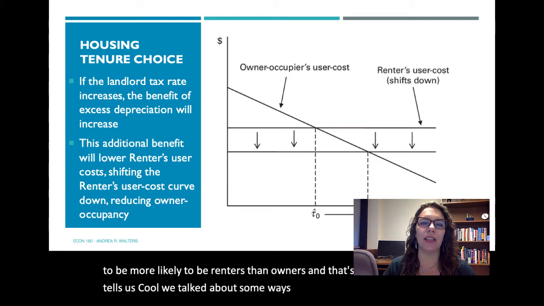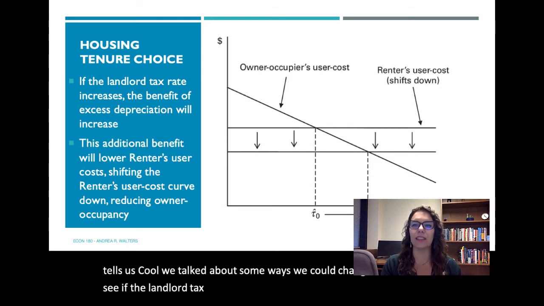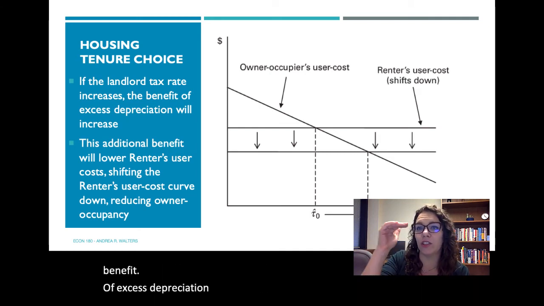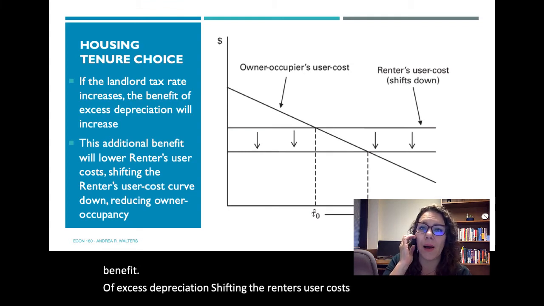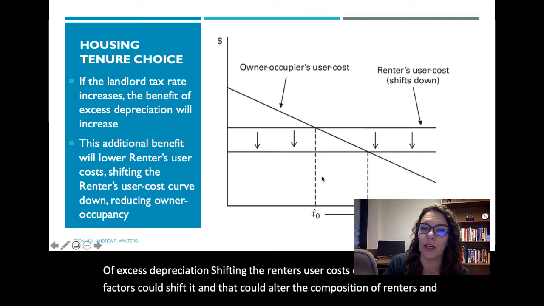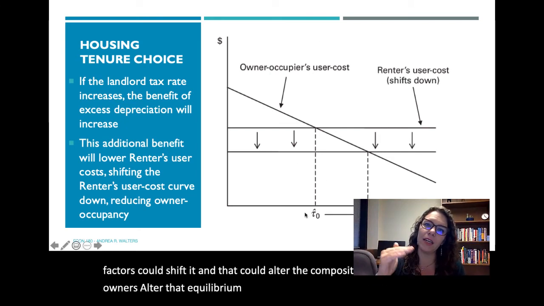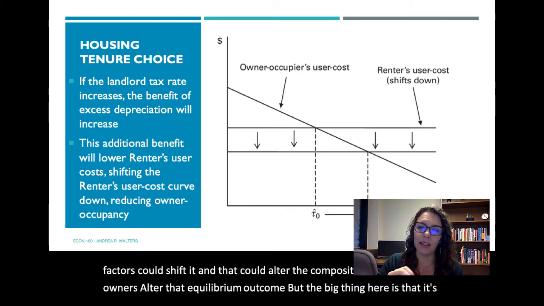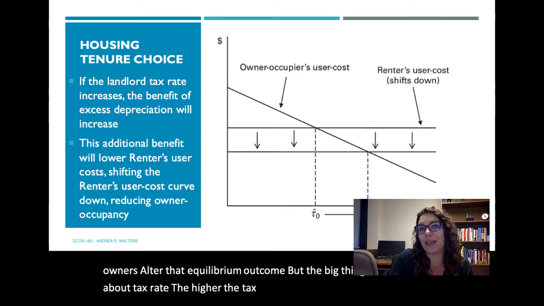We talked about some ways we could change this. We could see if the landlord tax rate increases, that could increase the benefit of excess depreciation, shifting the renter's user cost down. Other factors could shift it, and that could alter the composition of renters and owners, alter that equilibrium outcome. But the big thing here is that it's about tax rate. The higher the tax rate, the greater the benefit to being a homeowner.